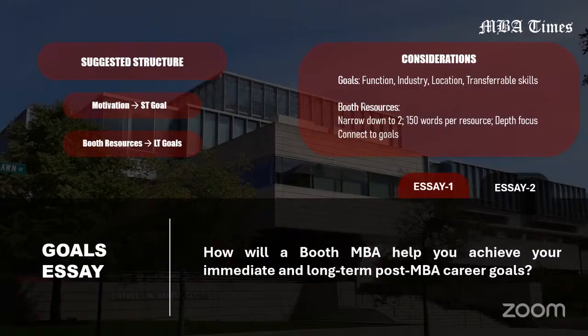And then there is the other resource. Maybe it could be a club. So probably the consulting association that they have at Booth. You can talk about that as a resource. So you've narrowed those two resources down, which are relevant to your goals. And anything irrelevant to your goals, obviously, you should not be mentioning because it's a goals essay. It's not a resources essay. So narrowed down to two resources. Now you need to have a word limit per resource. So 150 words is the informal limit I give to people per resource.